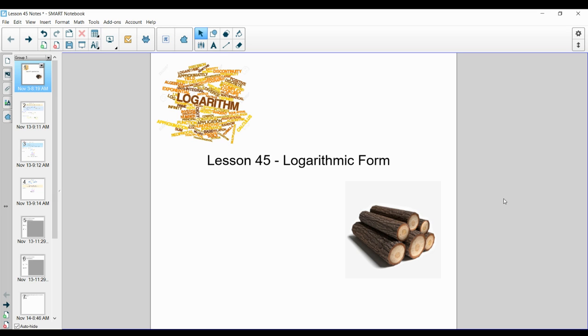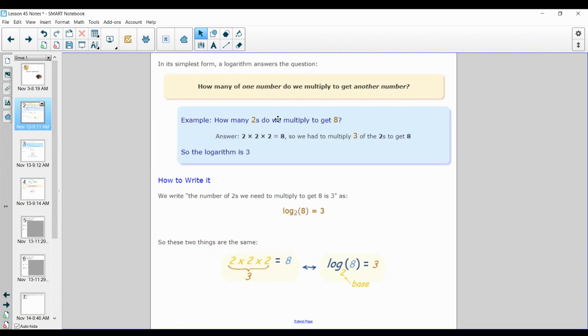All right, today for lesson 45 in chapter 7, we're going to be talking about logarithmic form. In the previous chapter, you started doing things that were in exponential form. Now we're going to take that and change that into what's called logarithmic form.